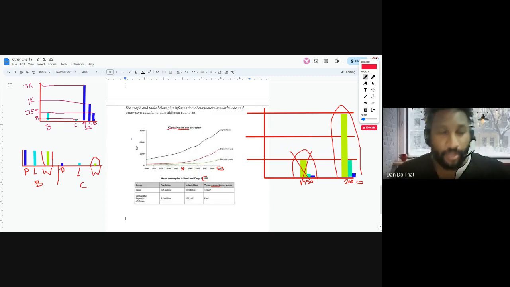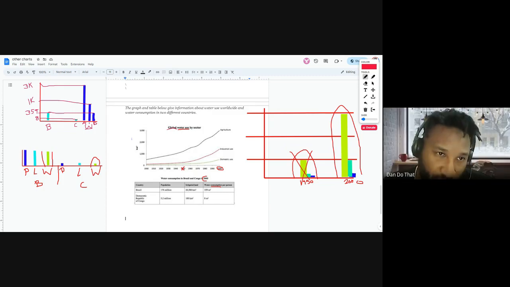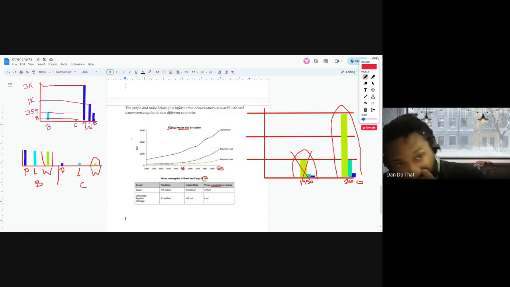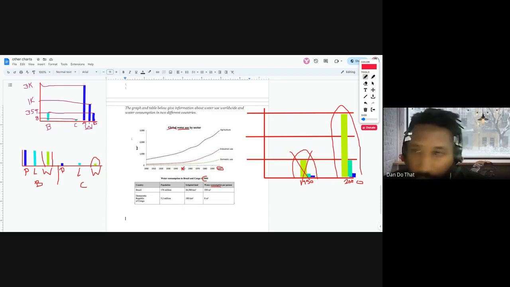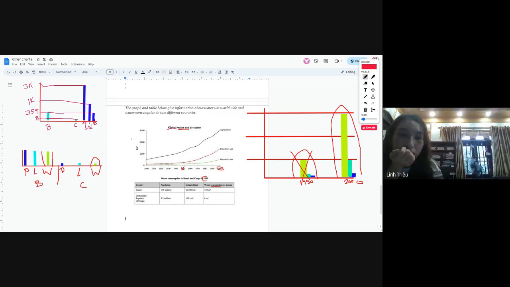So now you can make your comparisons. For example, Brazil is 359 and agriculture is 3,000. So that's a sharp rise. Super sharp. Giant, 10 times more. I mean, there's any trend you want. Pick your three trends.